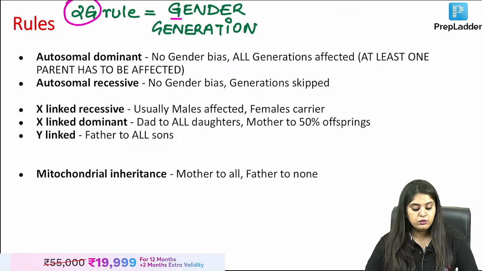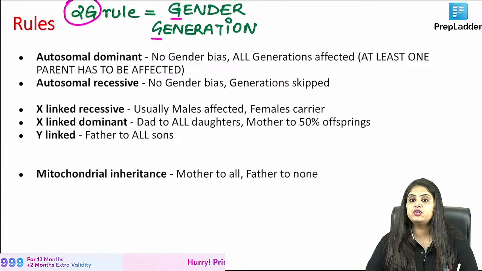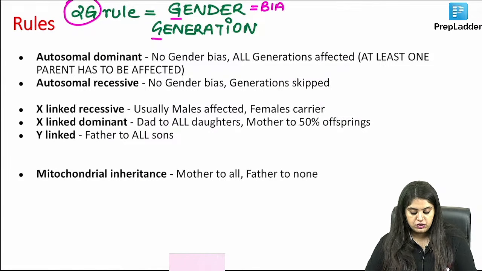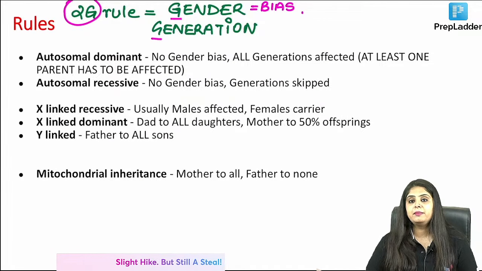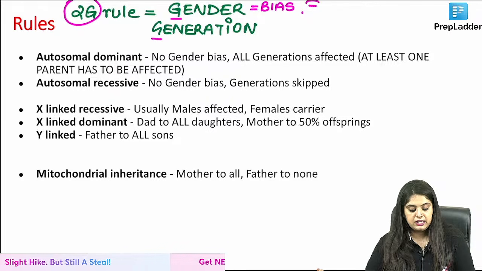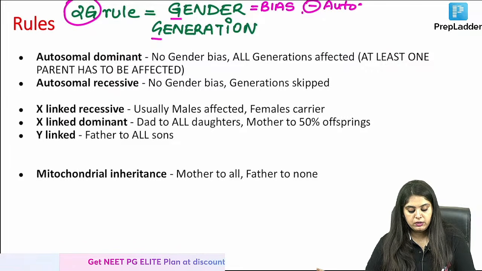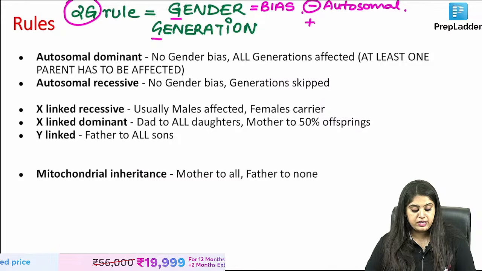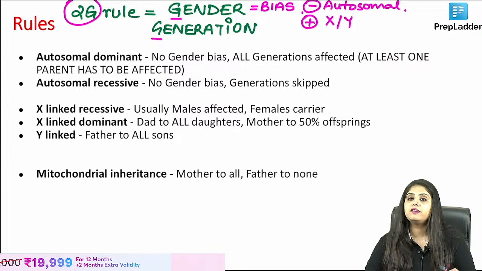So coming back, what do we have? There are 2 G's. That is going to be gender and generation. First of all, you will notice if there is any gender bias. Gender bias will always tell me that if it is not there, you are dealing with autosomal kind of disorders. If the gender bias is present, then it is X or Y linked disorders.